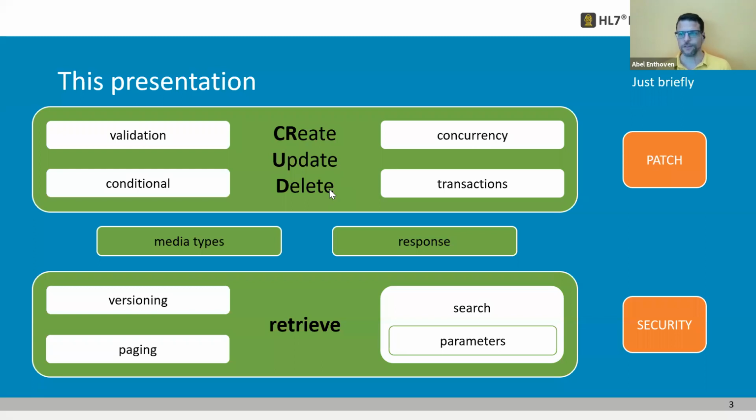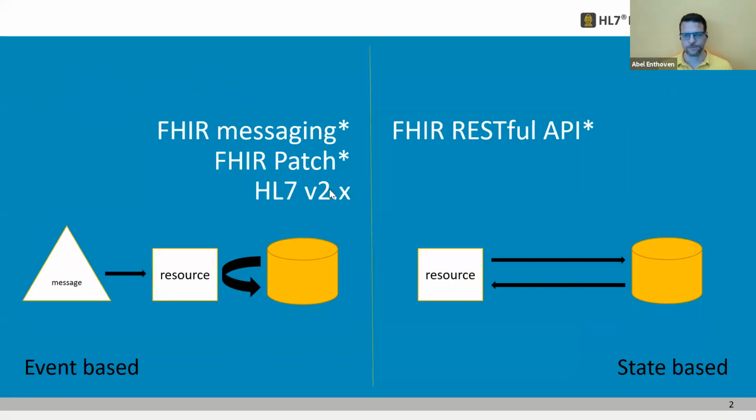About this presentation, I want to tell you something about the FHIR REST API. And the REST API, of course, is a way to communicate with a FHIR server. A FHIR server is actually a storage, of course, of FHIR resources. So the FHIR resources are stored inside a database.